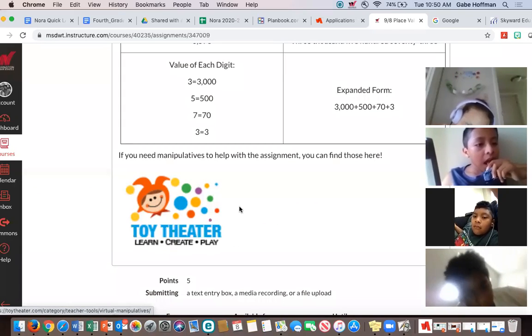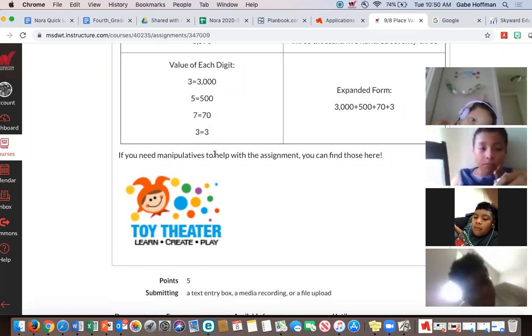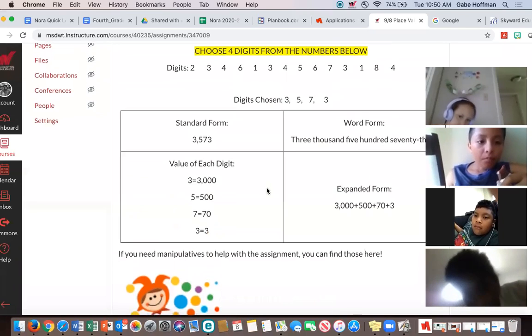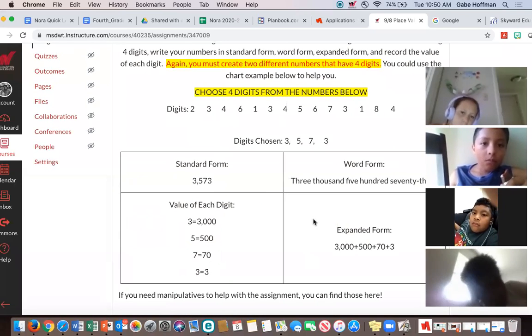There's also a link we created down here, Toy Theater. If you remember going back to when we worked with place value at the beginning of the year and manipulatives, if you click on here, you can get to math manipulatives to help you. All right, but you're doing that assignment first.